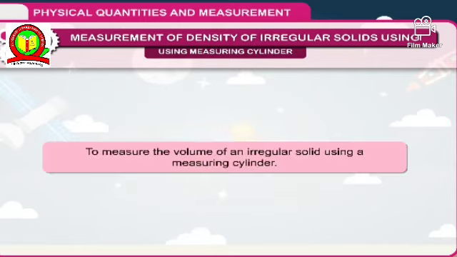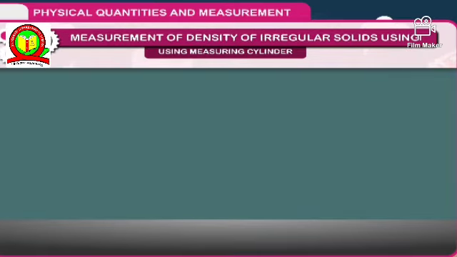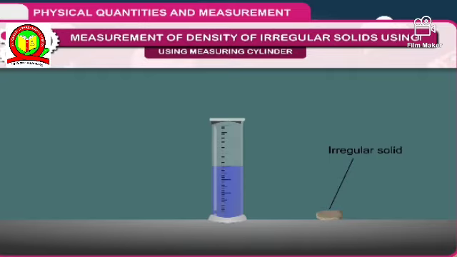Activity: to measure the volume of an irregular solid using a measuring cylinder. Take an irregular solid that does not dissolve in water but sinks in it. Clean a measuring cylinder and pour some water into it so that the solid can be completely immersed in it. Note the reading of the level of water in the measuring cylinder. Let it be V1. Now, tie a thread around the irregular shaped solid and immerse it completely in the cylinder.